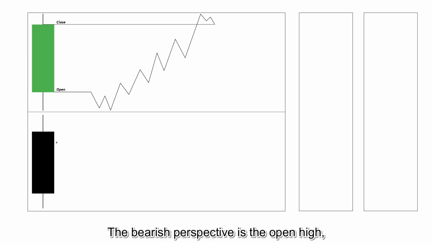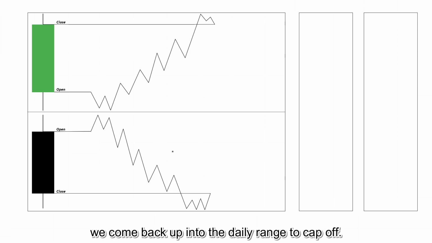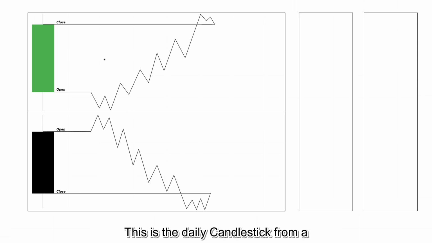The bearish perspective is the open, high, low, and then the close. This is when the marketplace opens up, creates that high, followed by a strong shift lower, creating the low of day, and then we come back up into the daily range to cap off. This is the daily candlestick from a bullish and or bearish perspective. But the key level in all of this is the opening price, which gets us into our first strategy, which is the London session strategy.